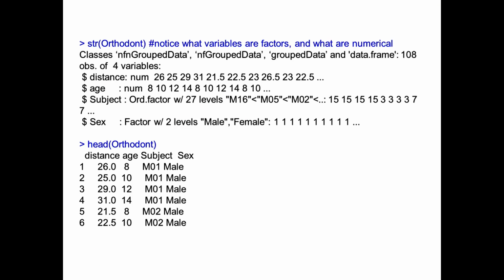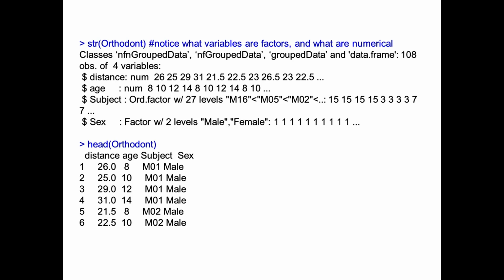Right? So the str command, we run that with the data. And what that does is it gives you kind of an overview of what variables you have, and in particular what kinds of variables they are. So you can see distance is the dependent measure, that's the dental measure, and it's numerical. We have age, which is numerical. And then importantly, we have sex down here, which is a factor, so that has 2 levels, male and female.